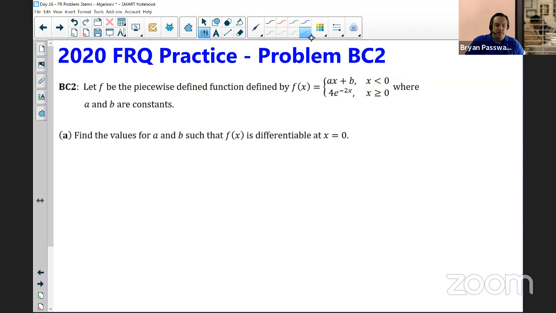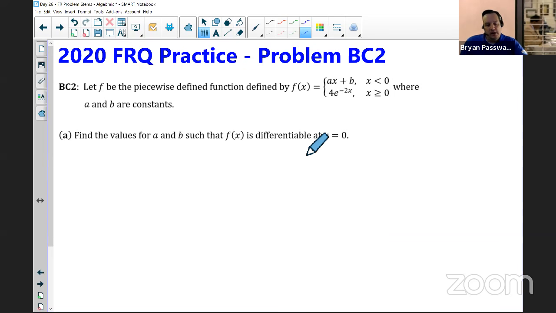So part A says, hey, find the values of a and b. Instead of giving you a and b, find the values of a and b such that this piecewise function is differentiable at x equals 0. We've done a lot of continuity problems, right? How do you know something is continuous? We're getting better at showing continuity: find the limit from the left and the limit from the right and show they're the same, show there's a point on the graph, show that all those answers are the same answer, and thus we have continuity. We haven't done a problem with differentiability. So how might we tackle a question like this?